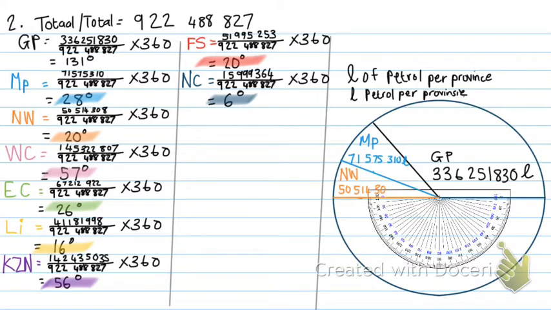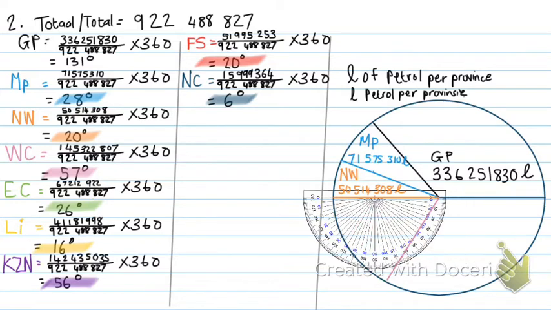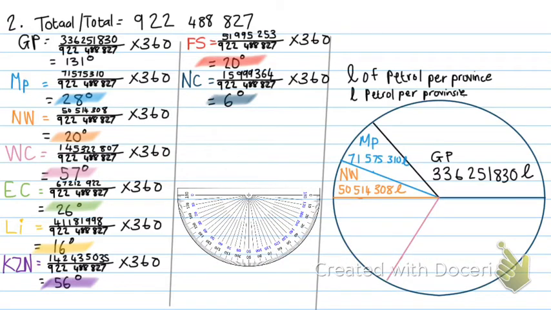Then I have Western Cape, the pink one, 57 degrees. Okay, so guys, you go on. I'm not going to show you what I did with the protractor all the way around. I think you understand what you have to do. You just keep on moving the protractor to the new line.